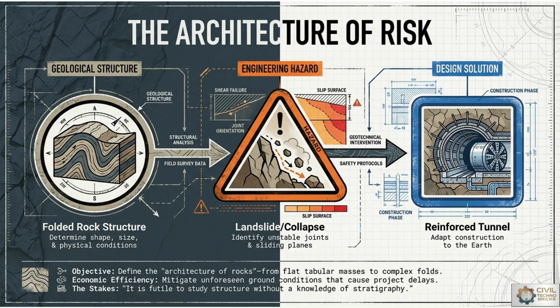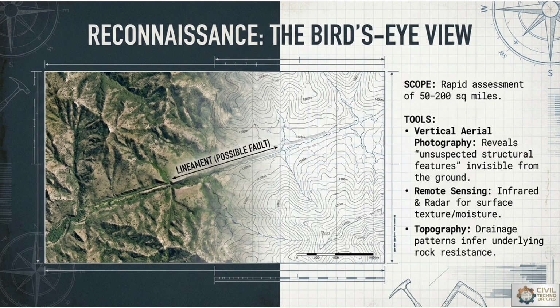So what are the stakes? It is futile to study structure without knowledge of stratigraphy. It means we have to be aware of the strata, stratigraphy, orientation of rocks, their types, and their characteristics. So reconnaissance, that is the bird's eye view. What is meant by reconnaissance? Reconnaissance is a preliminary survey, which is most important to get the orientation of the layout of topography.